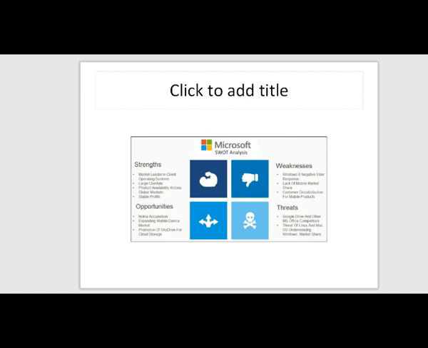Some of its strengths include market leader in client operating systems, large clientele, stable profits. Some of its weaknesses include Windows 8 negative user response, lack of mobile market share, customer dissatisfaction for mobile products. Some of its opportunities lie in acquiring different firms, expanding its mobile device market, and promoting its SkyDrive for cloud storage. Its threats include Google Drive and other MS Office competitors, and similarly other operating systems like Linux and Mac OS.